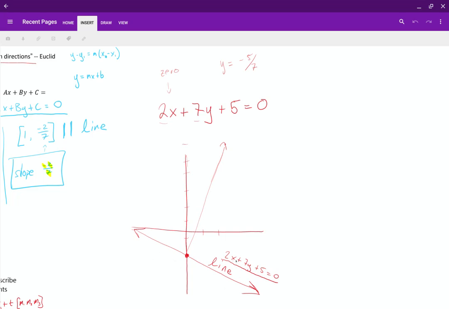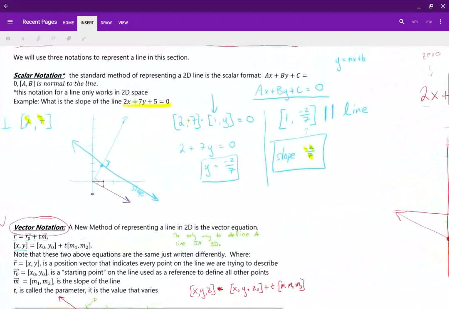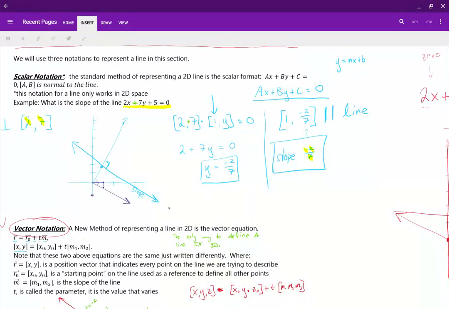So this is the line 2x plus 7y plus 5 equals 0, all right? So let's actually figure out the slope of this line as well. The slope of this line is essentially something that's perpendicular to 2, 7. So what I'm going to do is build a vector that when I dot it with 2, 7, I'm going to get a 0.